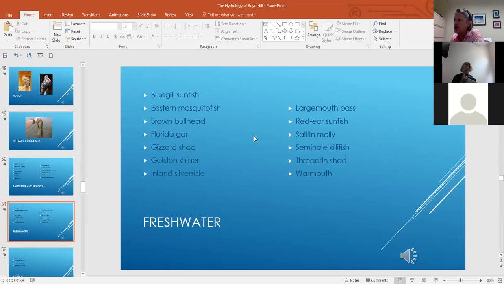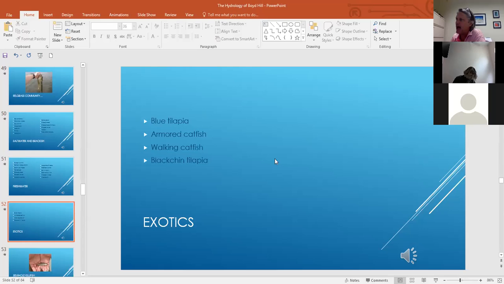The freshwater fish that live there, you have your bluegills, mosquitofish, bullhead, gar, shad, shiners, silversides, inland silversides, which are, we do have a saltwater silverside as well. Redear sunfish or shellcracker, they love snails. Largemouth bass, mollies, killifish, shad, and the warmouth. And then some exotics are tilapia and armored walking catfish.